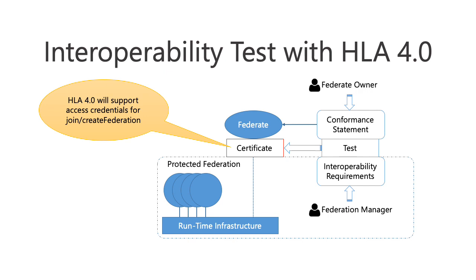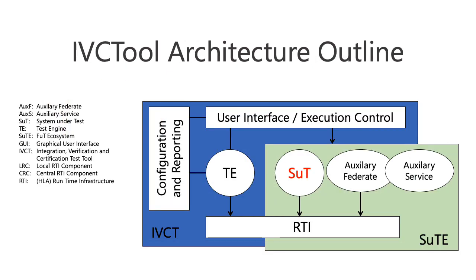About the tool, I don't want to go into too much detail, but just give you an idea what the IVCT architecture generally looks like. It's actually quite simple. We have here on the green box the federation, including the system under test that we want to examine. The system under test might need other federates for its working to have their federates that interact with the system under test.